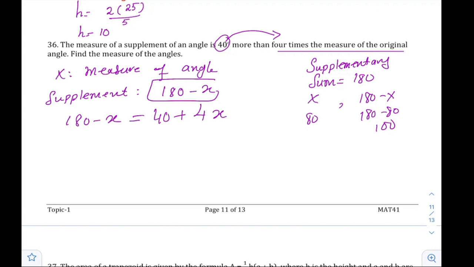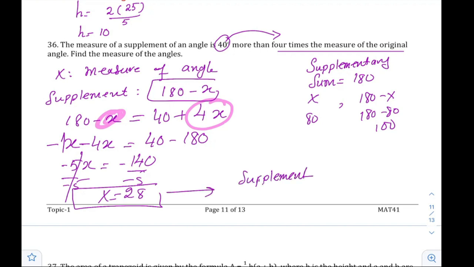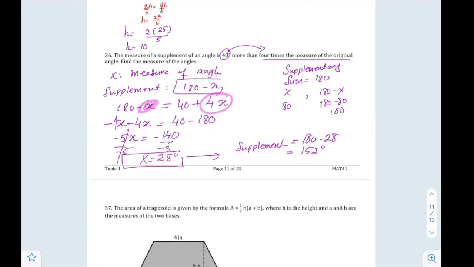And now we need to solve. We will combine like terms. So negative X minus 4X is equal to 40 minus 180. Negative 1 minus 4 is negative 5X. 40 minus 180 is negative 140. And when you divide 140 by 5, it is 28. So X is 28. So the original angle is 28 and the supplement will be 180 minus 28, which is 152 degrees. This is how we solve geometry problems using algebra.